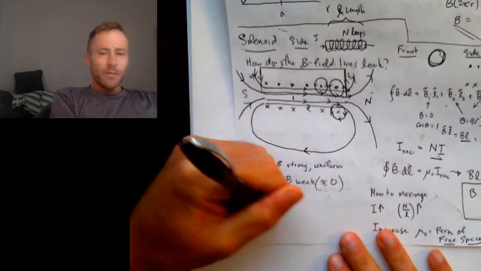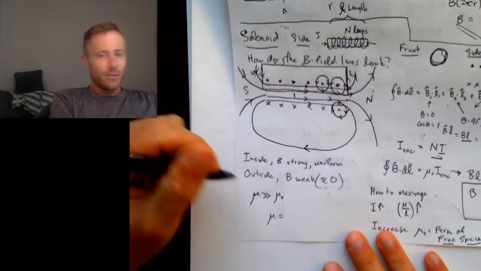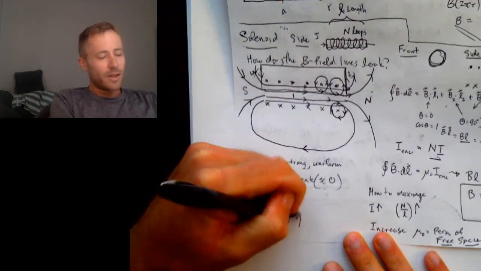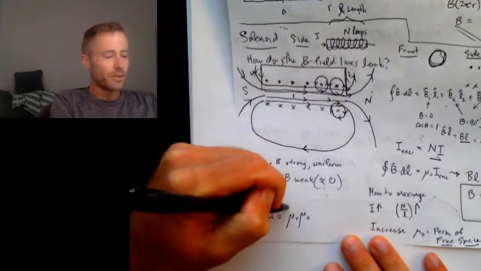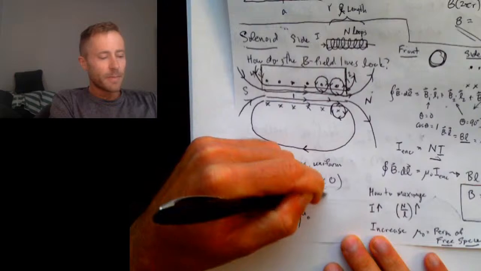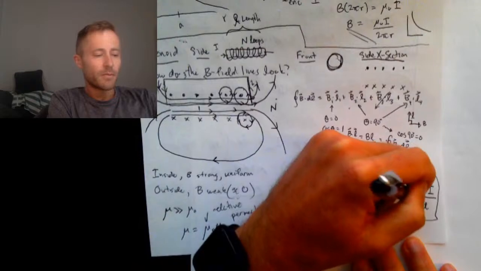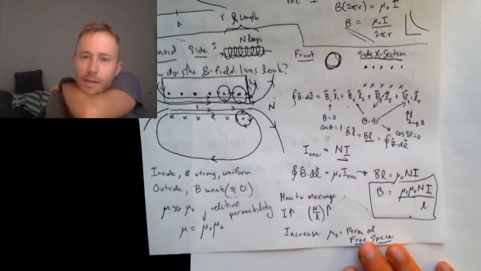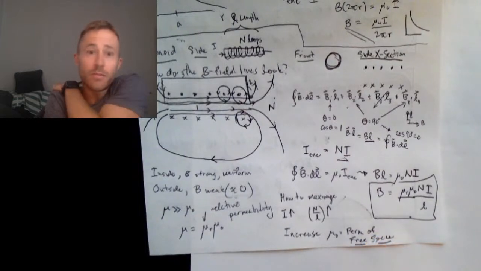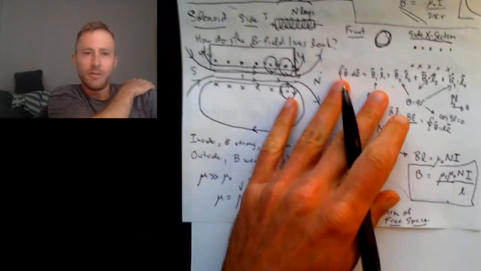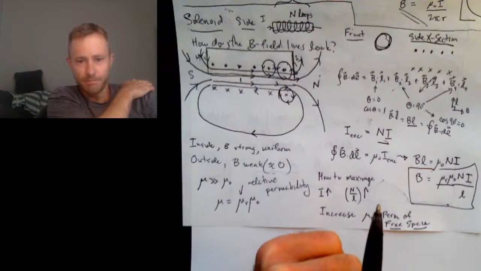So if it's a material that is not free space, we write its permeability as just mu, and it's equal to a constant times the permeability of free space. This constant is called the relative permeability. So really there should be a mu sub r right here. For example, if the relative permeability was 2, then mu sub r times mu naught is going to be 2 times 4 pi times 10 to the minus 7.